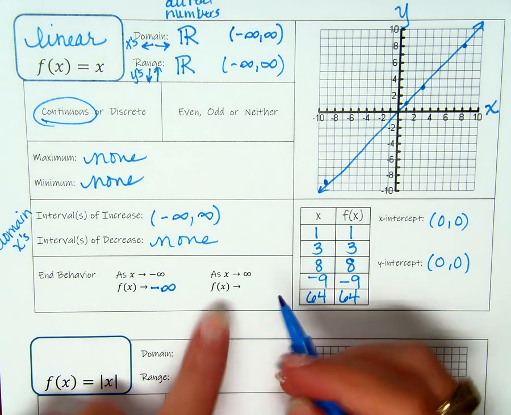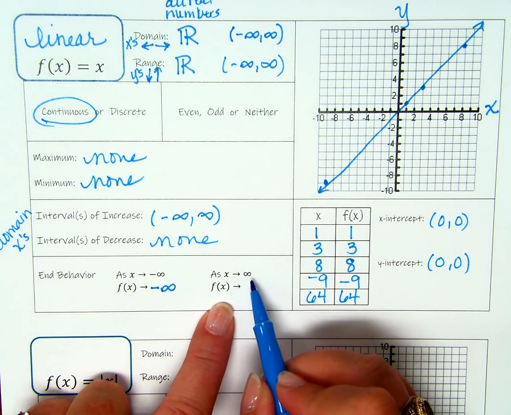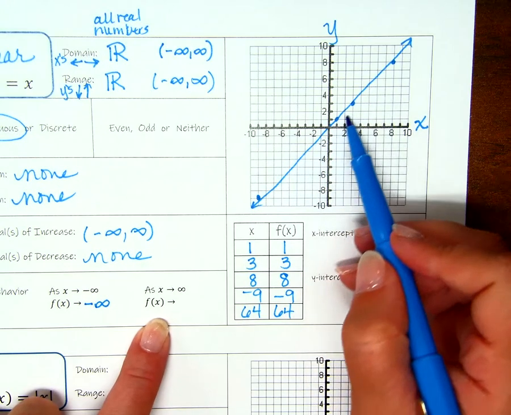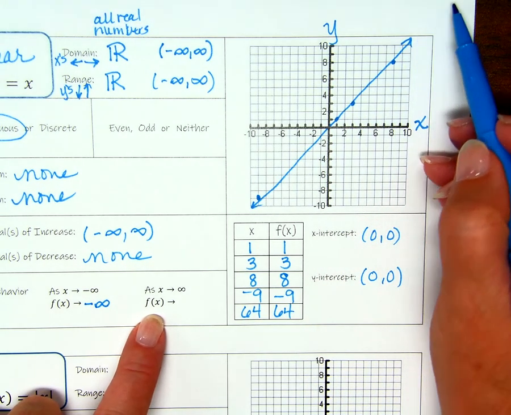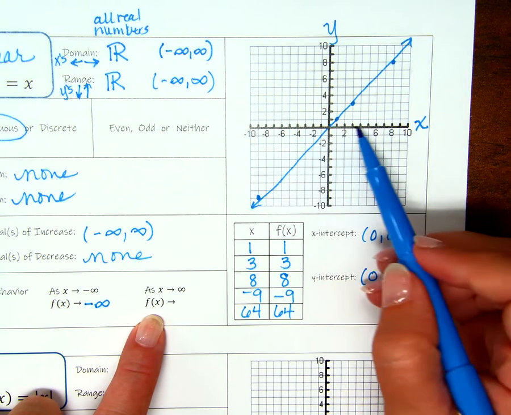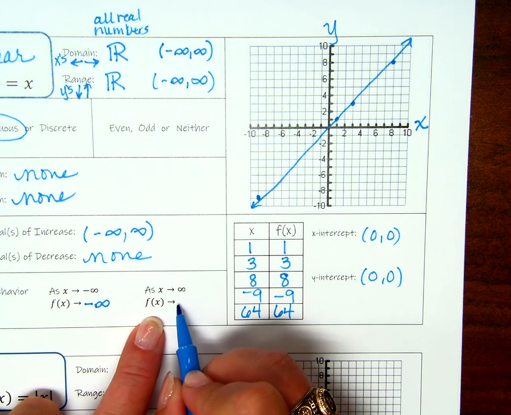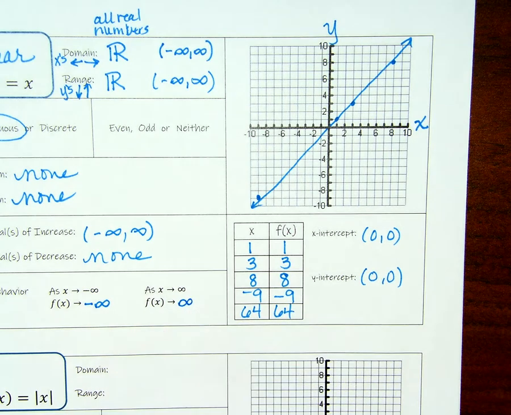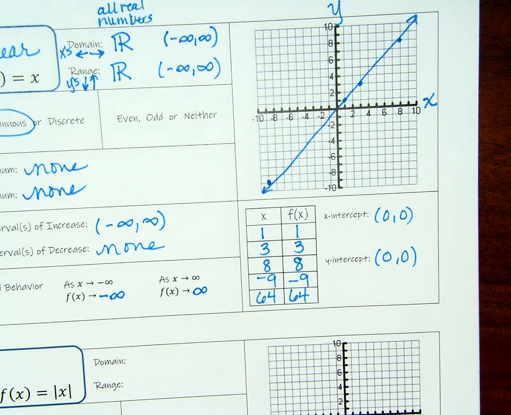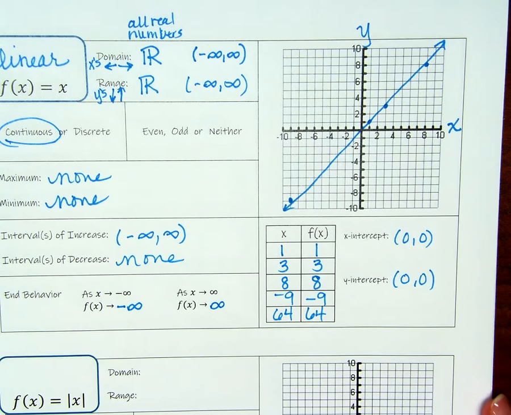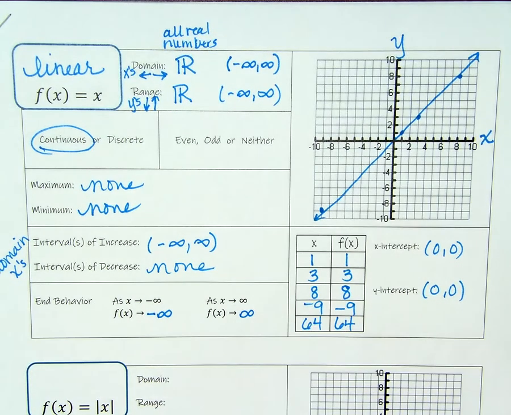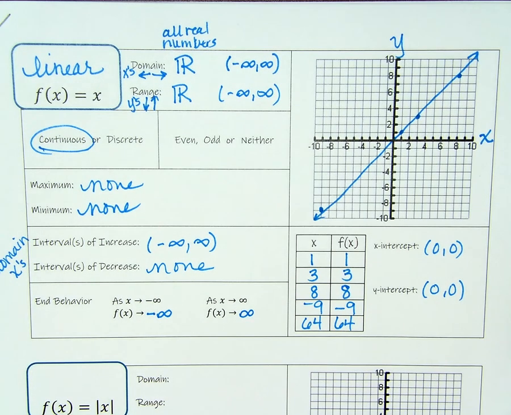Okay. As x is going to the right, what's happening to the y's? As x is going to the right, the y's are increasing. So what do you think I'm going to put? Infinity. Yeah. Any questions? So that's the first one. That's an example of what we're going to do. Okay? Look at the next one.